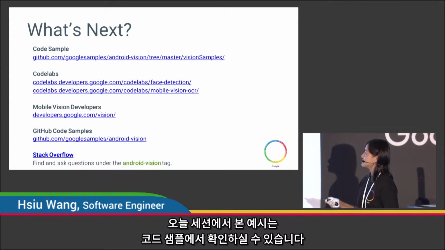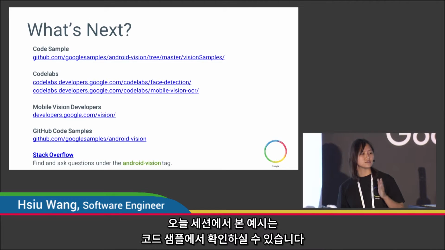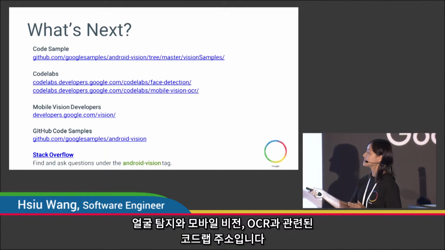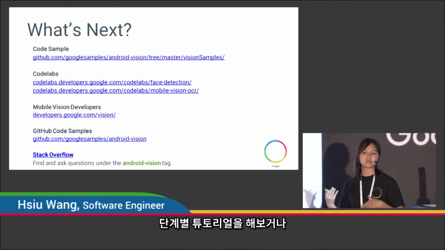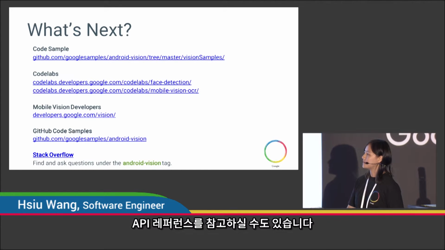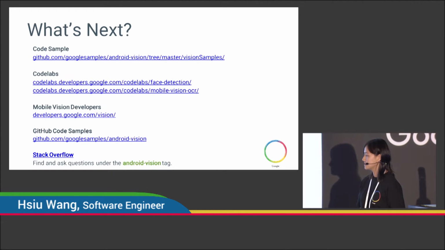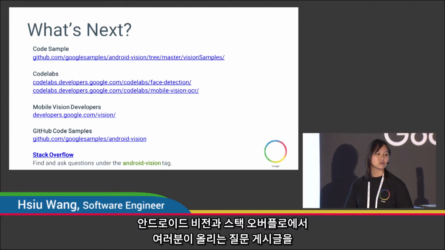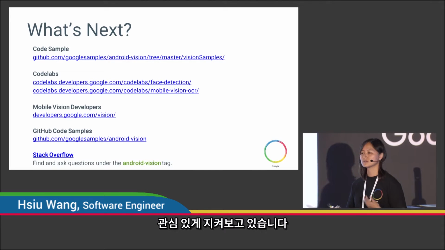What's next? All the examples you have seen in the talk are available in our samples. Here are the face detection and the Mobile Vision OCR in our codelabs. You can do the step-by-step tutorial if you like. We also have an API reference if you would like to take a look. And we monitor Android Vision very closely on Stack Overflow if you have any questions posted.